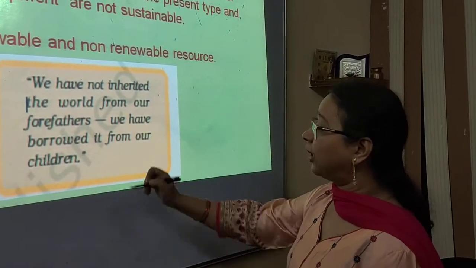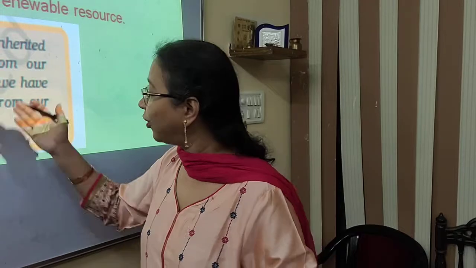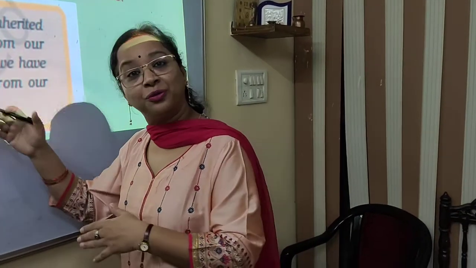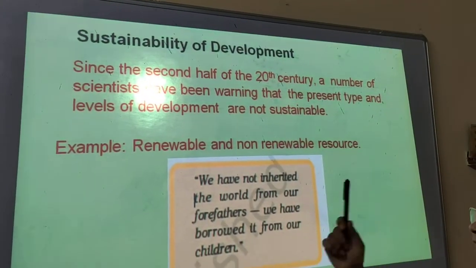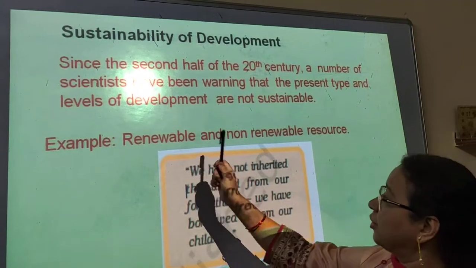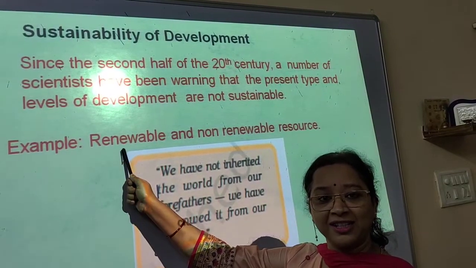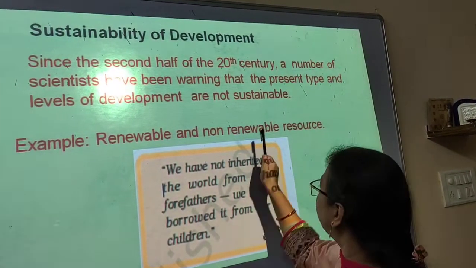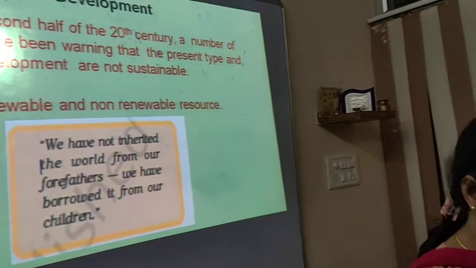So therefore, our duty is to utilize our resources in such a way that we suffice our needs, and at the same time some resources are kept for the children, for the coming generation, for the future generation. So now look here. For going through this topic, I'll explain with two examples. One example is for a renewable resource, another is for a non-renewable resource. For the renewable resource, I'll take the example of underground water. And for the non-renewable resource, I'll take the example of oil, mineral oil. So let us see.